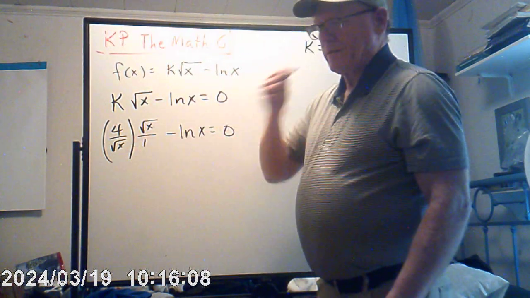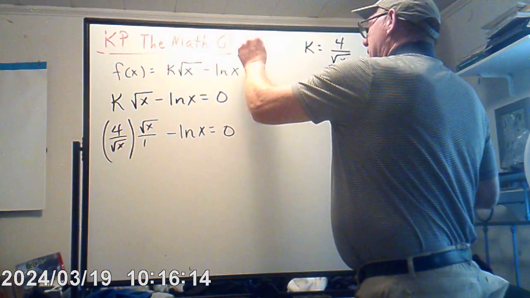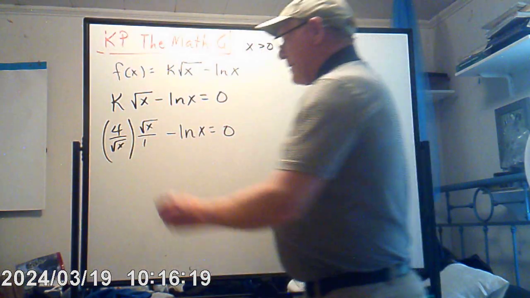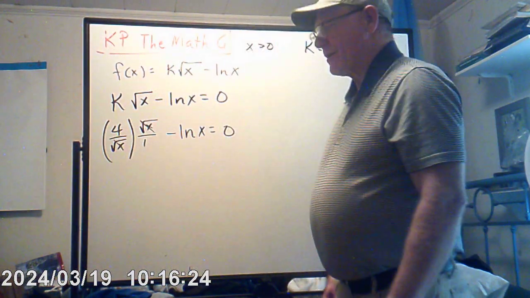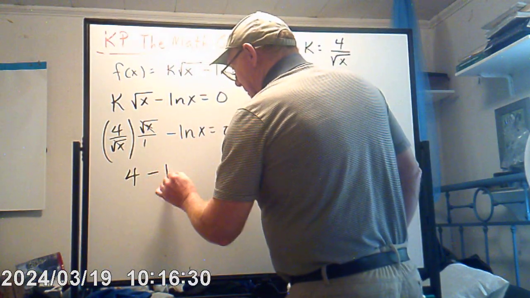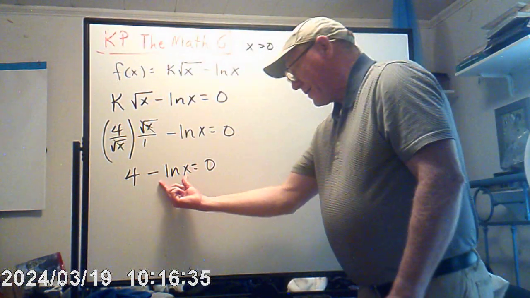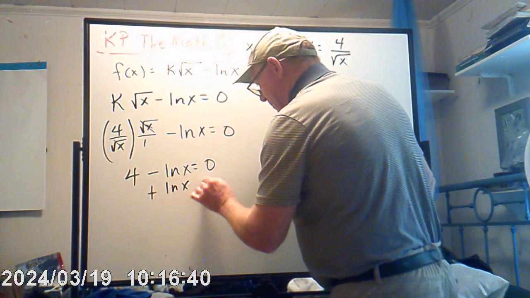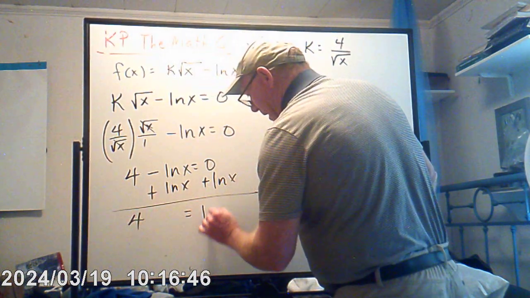Look what happens to the square root of x. And we said that in the beginning that x is greater than 0, so we're okay if we divide these two out. So that's good. Not equal to 0, greater than 0. Alright? So now what we have is 4 minus ln of x is equal to 0. And now I can just bring this over here. It's so much easier to solve. So plus ln of x plus ln of x. So 4 is equal to ln of x.